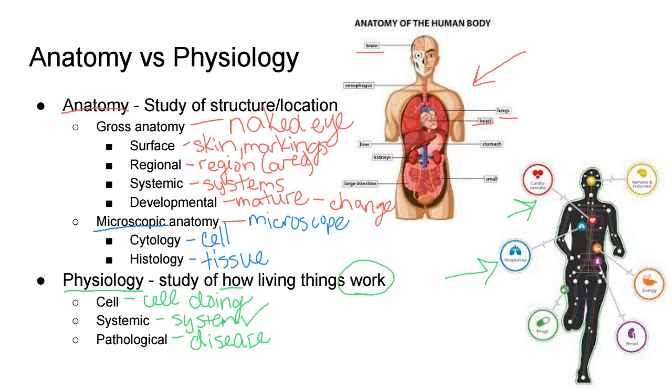Okay, so the expectation is going to be that you're going to know all these different types of anatomy. You're going to know things like regional anatomy is an example of gross anatomy. Systemic anatomy is an example of gross anatomy. Gross anatomy is anatomy I can see with my naked eye. I don't need a tool to help me. I don't need a microscope. Okay. Developmental anatomy is the anatomy of how we mature and change. Okay. So that's the level, the expectation that you would be expected here.